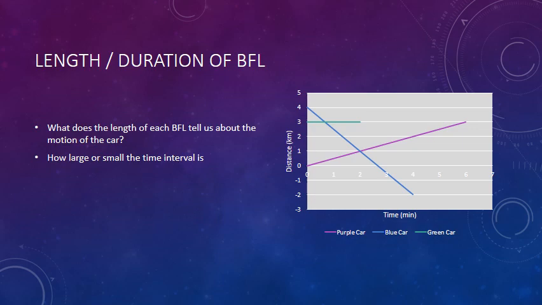So in this case, the purple car is moving forward for 6 minutes. The blue car is moving in the opposite direction, backwards, for 4 minutes, and at a higher speed because it's a steeper slope. And the green car is only staying still for 2 minutes.